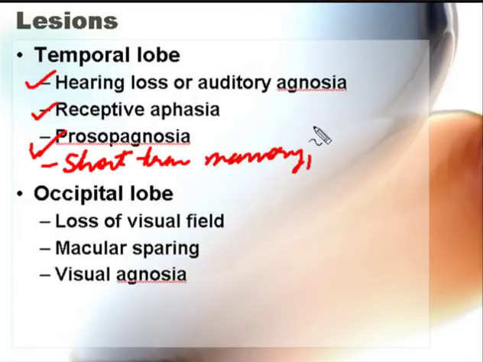Some of those autonomic functions may also change in these people. They may be too emotional or less emotional. Because of its connections with the limbic system, you might have some of those disorders of the limbic system seen with temporal lobe lesions.